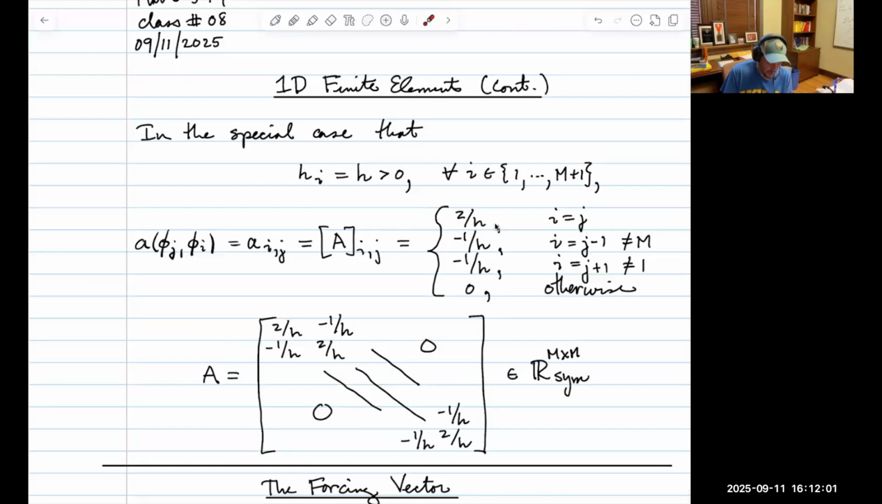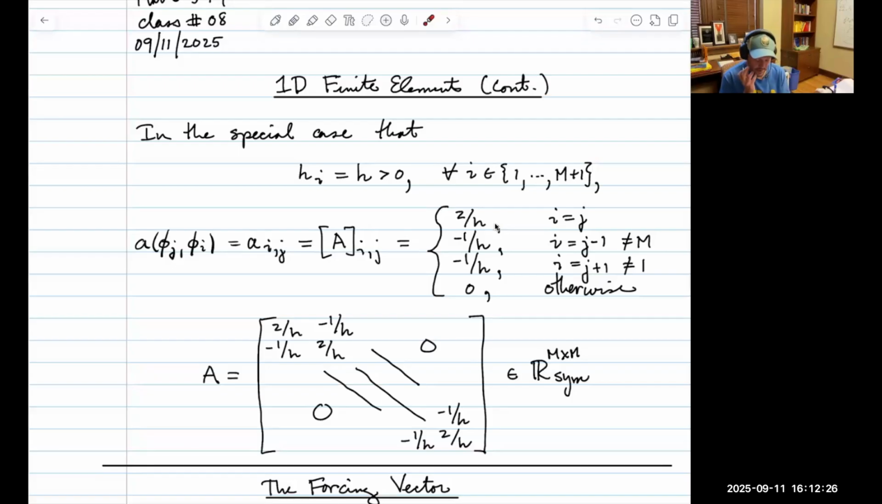Just by construction, the matrix A has to be a symmetric matrix, but in this case, it's a very simply formed symmetric matrix. It's just a tri-diagonal symmetric matrix. The super and subdiagonals are exactly the same. They have this common entry of minus 1 over h.